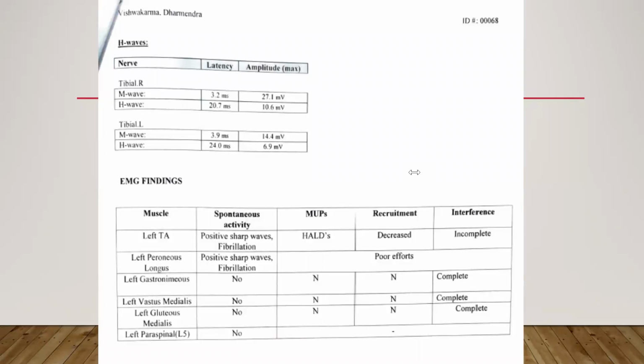weakness in the L5 innervated muscles predominantly. Suppose a patient comes to you, he has weakness in foot dorsiflexion, that is tibialis anterior. There is weakness in the TA. There is weakness in the short head of biceps femoris. Then there is hip abduction weakness. So what will you do?